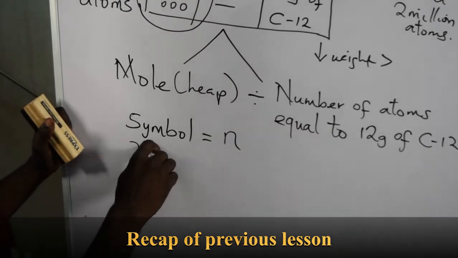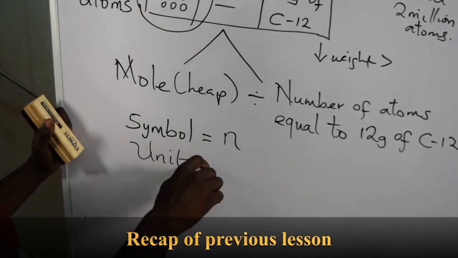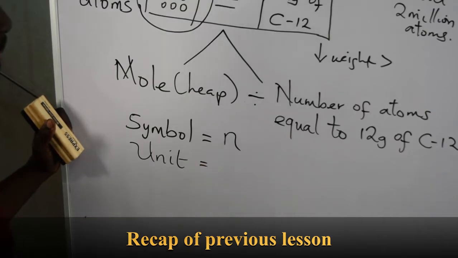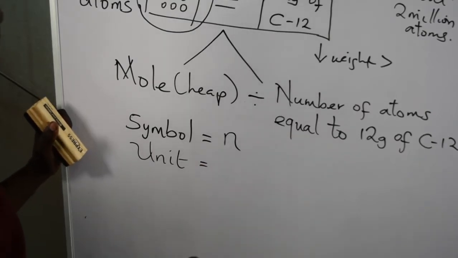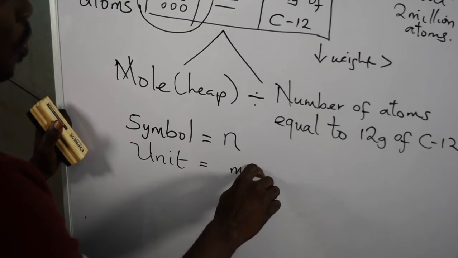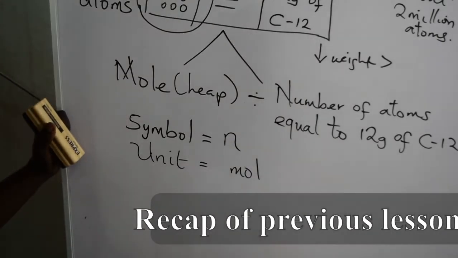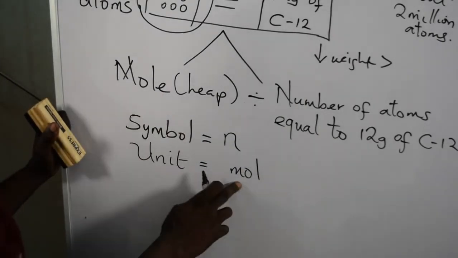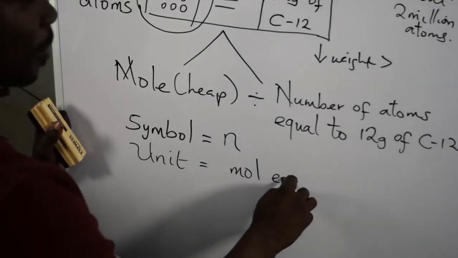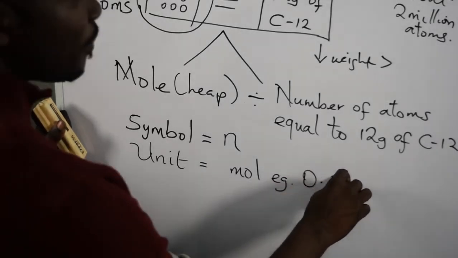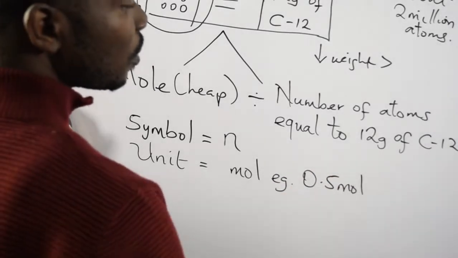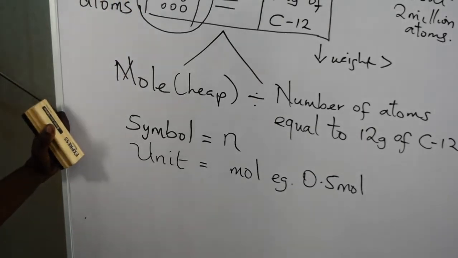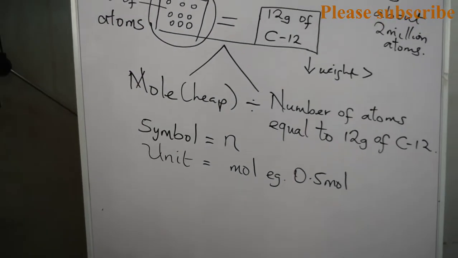And then the unit for mole is MOL. Mole without E. The unit is mole. So an example is 0.5 mole. Good. So I need you to note this.